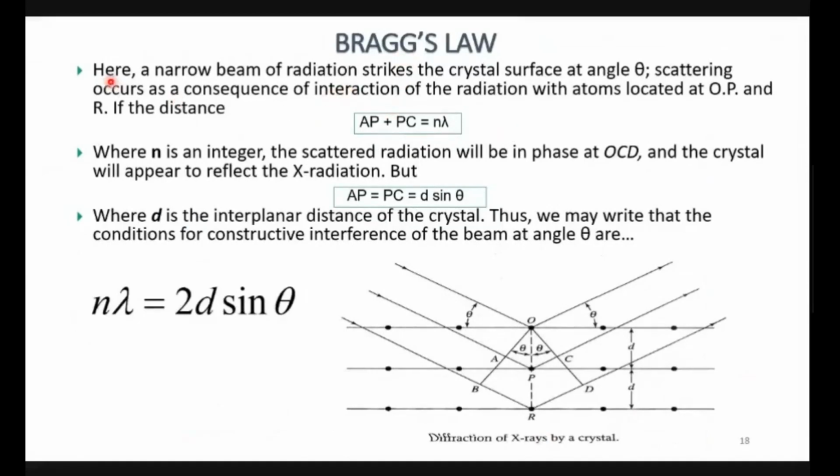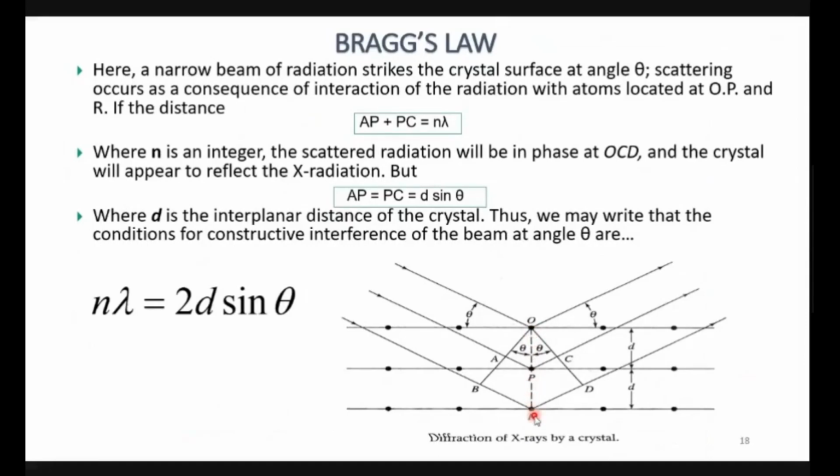Okay, so let us derive Bragg's law. Okay, here a narrow beam of radiation strikes the crystal surface at an angle theta. Okay, this is the angle theta. Scattering occurs as a consequence of interaction of the radiation with atoms located at O and located at P. Okay, and located at R. So O, P, R. We are considering only these three atoms and scattering occurring at these three atoms.